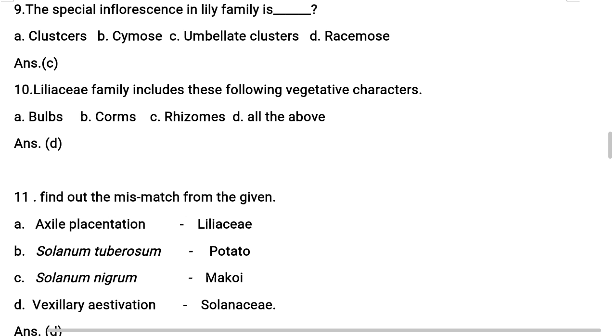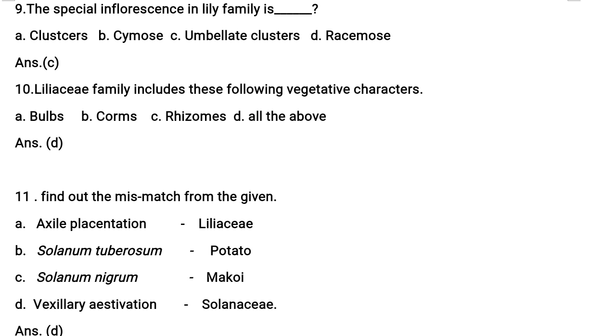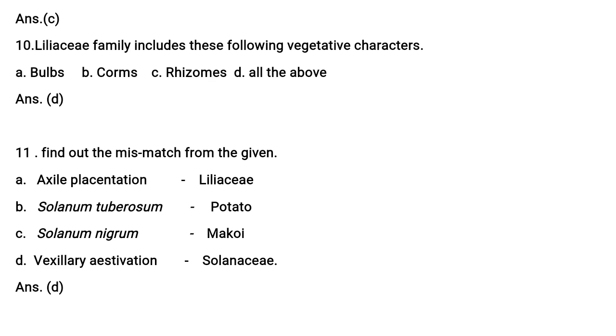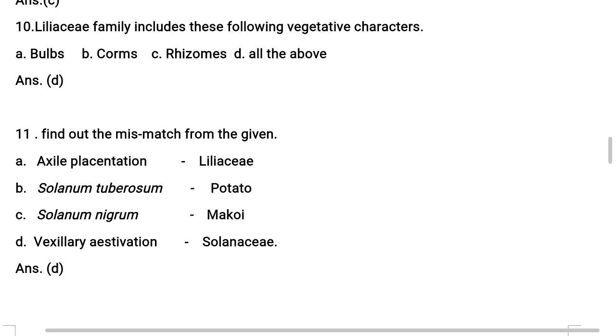Liliaceae family includes these following vegetative characters. Find out them. Okay. Option A, bulbs. Option B, corms. Option C, rhizomes. Option D, all the above. So Liliaceae family consists of some special vegetative characteristics such as bulbs. Bulbs, example, onion. Just now we had a discussion. Scientific name Allium cepa.